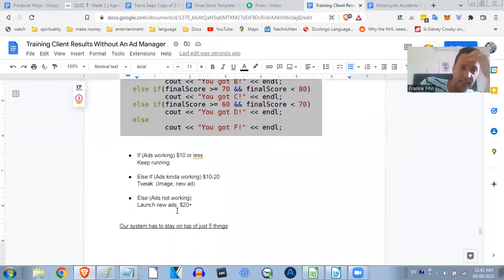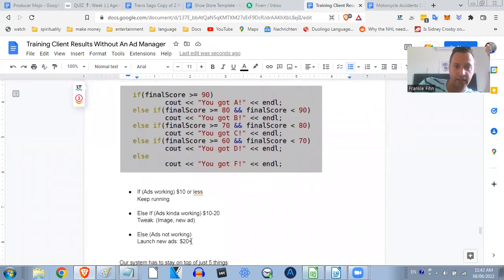And then I would say anything else, which mostly meant the leads are more than $20, I define as not working. Even though, by the way, the math would probably still work even with $20 leads with our $80,000 deliverable. But nonetheless, I don't want clients to get gouged on lead price. So I'm like, $20, that's probably a little too high. So that meant we would launch new ads.